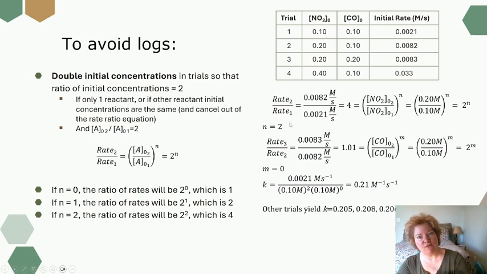Now I'm going to do a different set of trials where NO2 has stayed the same, but CO has doubled. And that would be trials 2 and 3. So I'll put 3 on top, 2 on bottom, because 3 has the higher rate and 3 has the higher initial concentration.